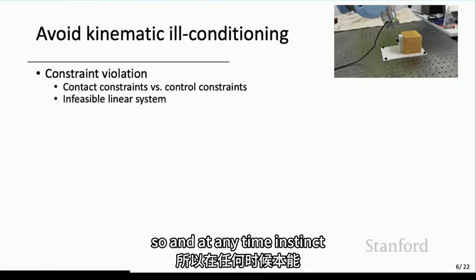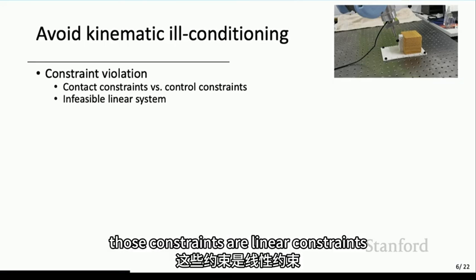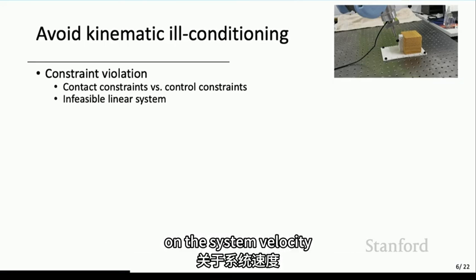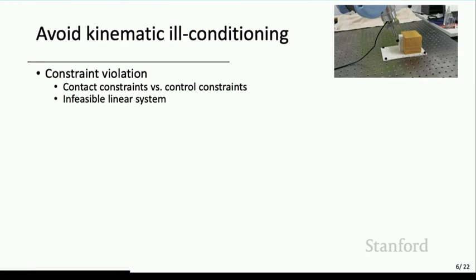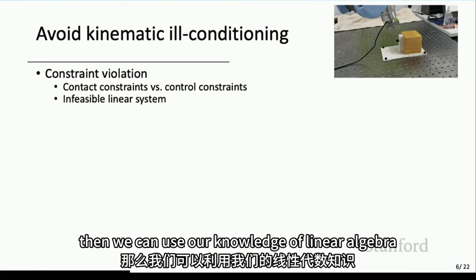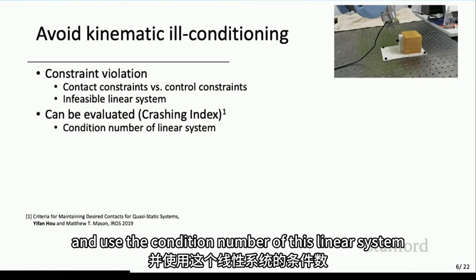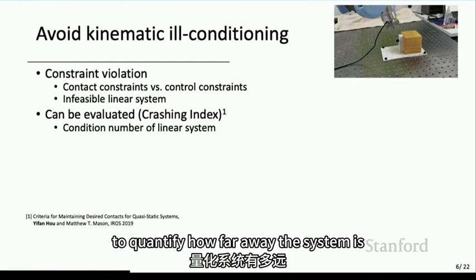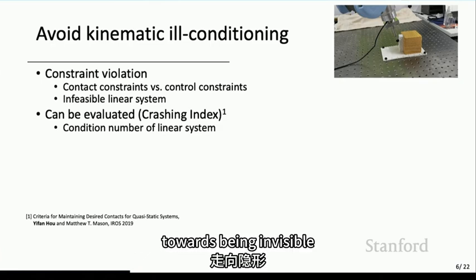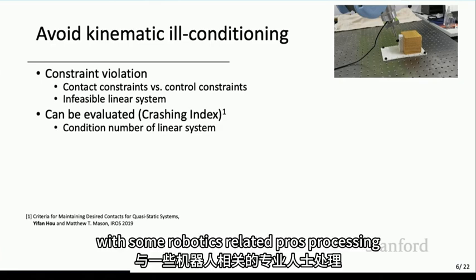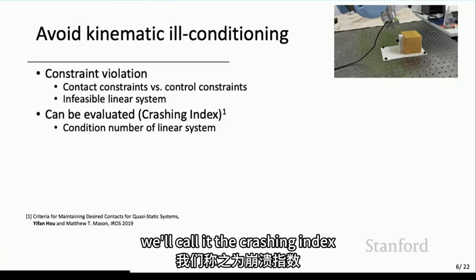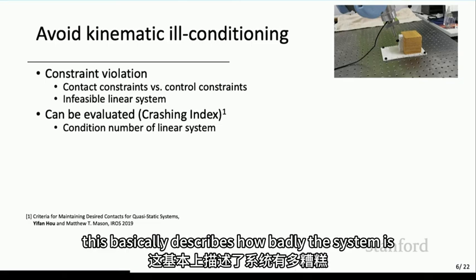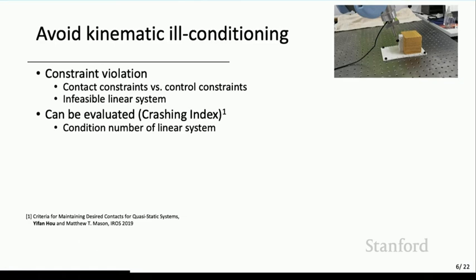At any time instant, those constraints are linear constraints on the system velocity, which means we may have an infeasible linear system. Then we can use our knowledge of linear algebra and use the condition number of this linear system to quantify how far away the system is from being infeasible. With some robotics-related post-processing, we can use it as a metric. We call it the crashing index. This basically describes how badly the system is ill-conditioned.